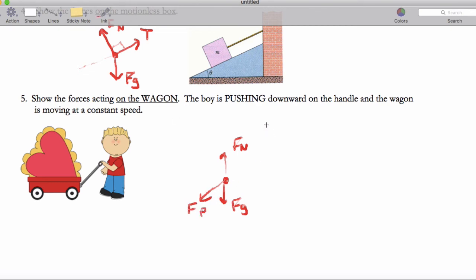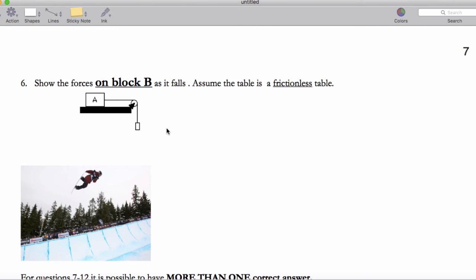Now if these are the only forces we had, the wagon would be moving and gaining speed, so we have to have a friction force going back the other way to balance that so that it moves at constant speed. Because if we didn't have that friction force, the forces would be unbalanced to the left.